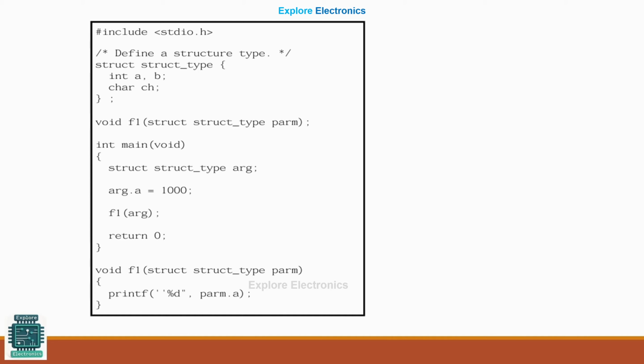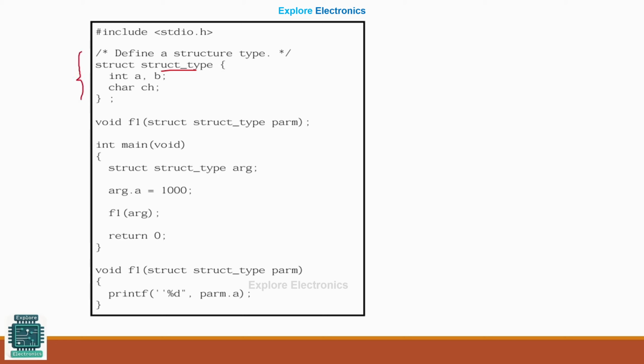In this example program, a structure type is defined outside all functions. This means it is defined separately, which makes the structure global, so it can be used anywhere in the program. It is declared like a global part.